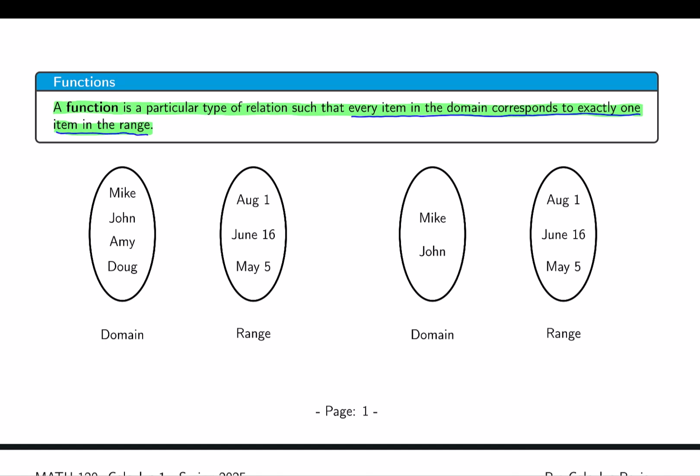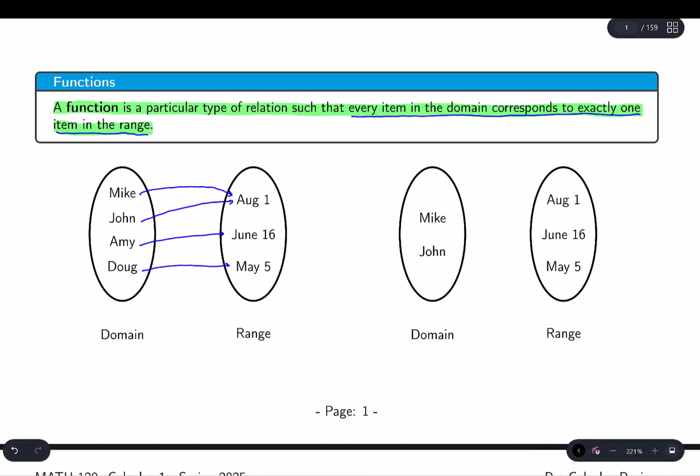So, for instance, if I set up a relation between a set of names and some dates, I could say Mike is related to August 1st in some way. I could say that John is related to August 1st in some way. Amy is June 16th and Doug is May 5th. All right, so that's fine. This is a type of function. It's always a relation because you have two sets of data, and the items in the first set somehow correspond to the items in the second set. But this is also a function.